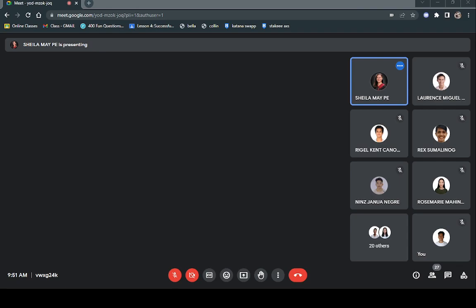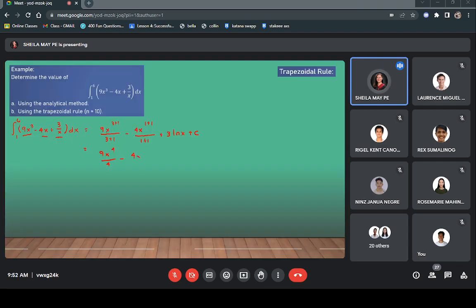Okay, now we need to simplify this one. So 9x, 3 plus 1 is 4, over 4. Minus 4x squared over 2, we can divide it, so 2x squared is what remains. Plus 3 ln of x plus c. Rewriting it again, 9x to the 4 over 4 minus 2x squared plus 3 ln of x plus c. Okay, now we have our indefinite integral already.